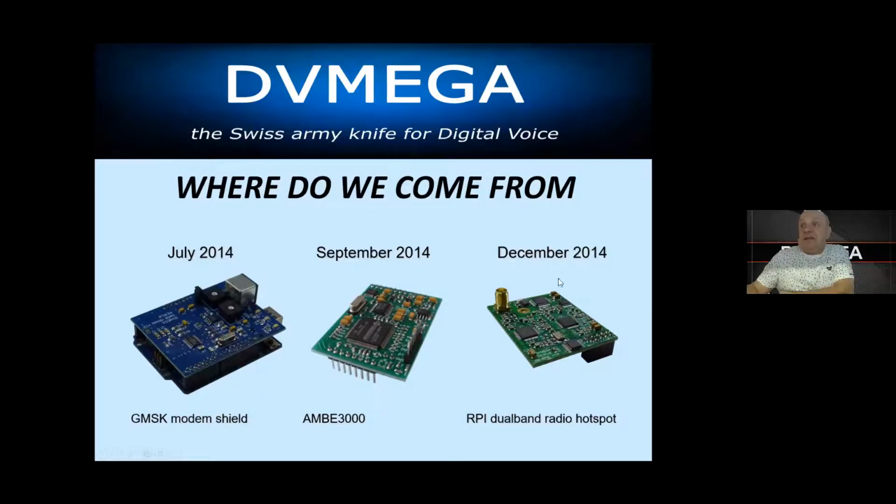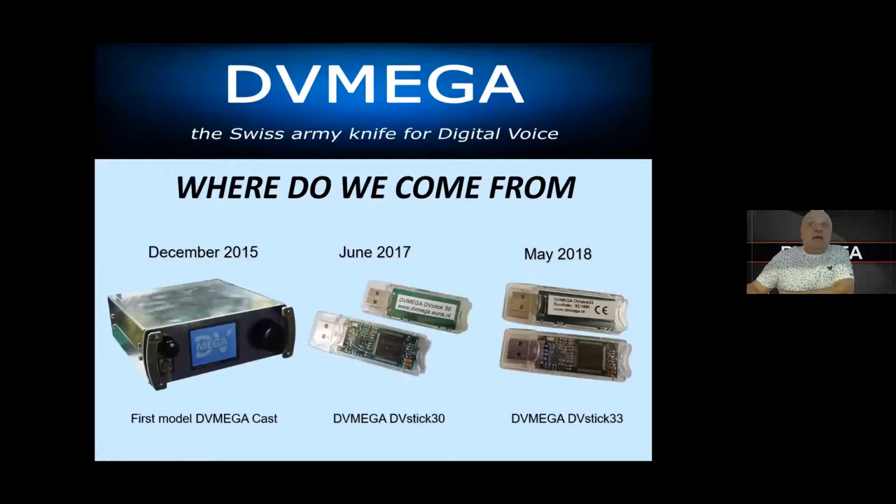The dual band module for the Raspberry Pi. And actually in December 2015, I had the first idea for the DVMEGA Cast. It was only a prototype. There was no rotary encoder in. It was a standard potentiometer with a speaker on top and a dial. In a few slides you see what the Cast looks like today. But this was the first mock-up of the DVMEGA Cast.